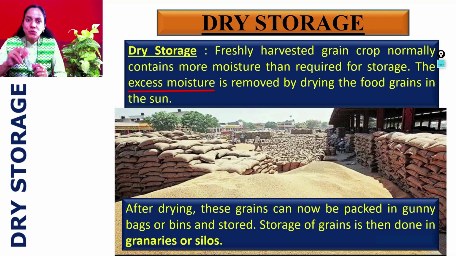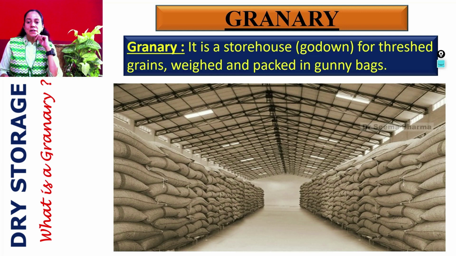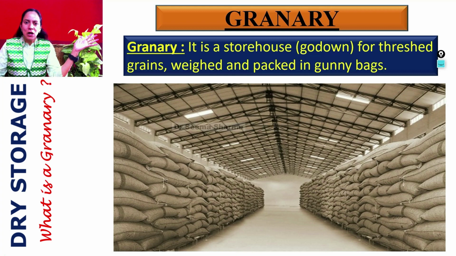For dry storage, we have two options too. One is granary, another is silos. So these are the two places where we can keep our harvested crop produce, which is of dry type, basically grains. So granaries and silos are very big places जहाँ पे harvested crop produce को store किया जाता है. Granary is a storehouse or godown for threshed grains, weighed and packed in gunny bags. So neat and clean, properly roofed place is a big storehouse for dry storage, and it is called granary.